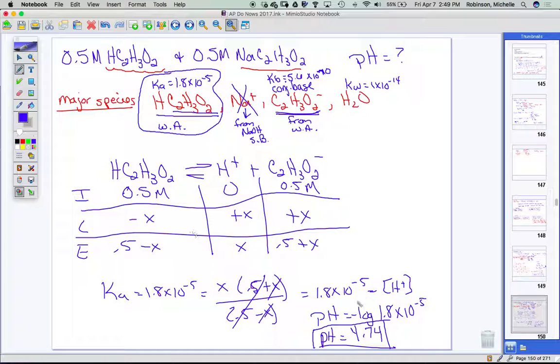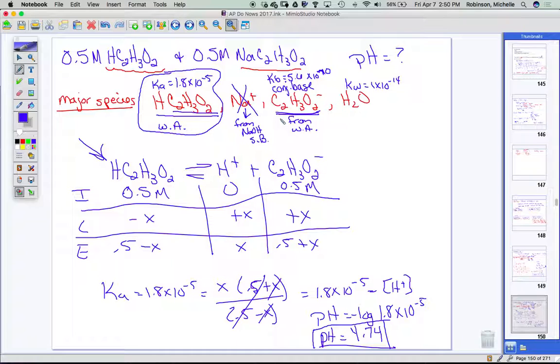Okay, the math part is not your problem at this point. You get this ice table and you probably get this by now. That's not your problem. Your problem is going to be getting here. That's where the hard part lies. What's in solution? What do I do with it?